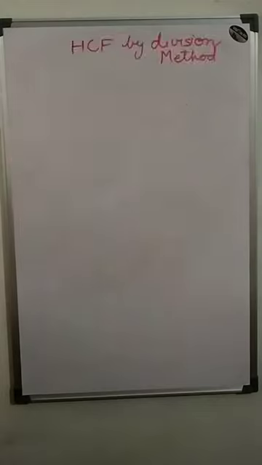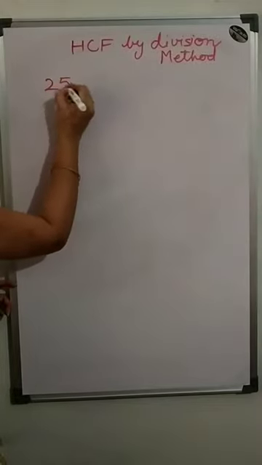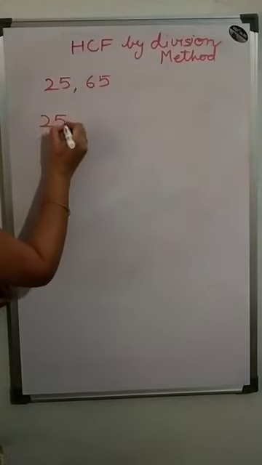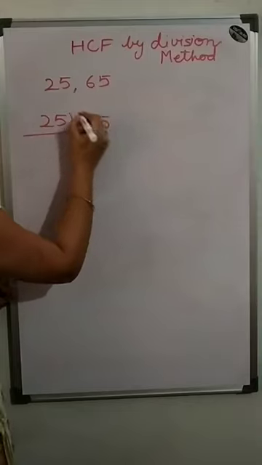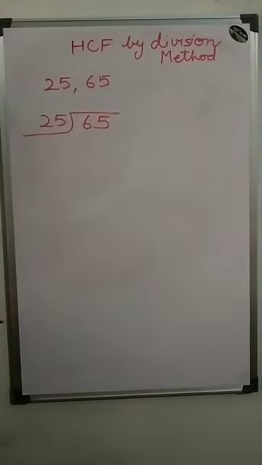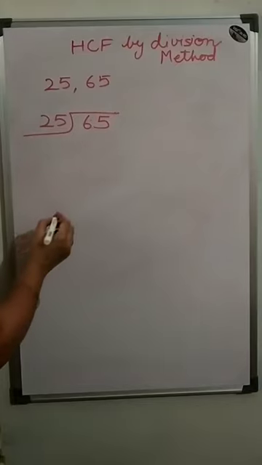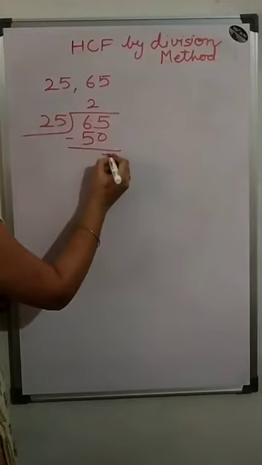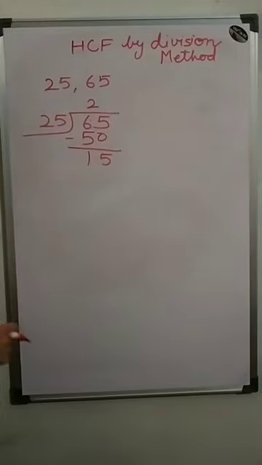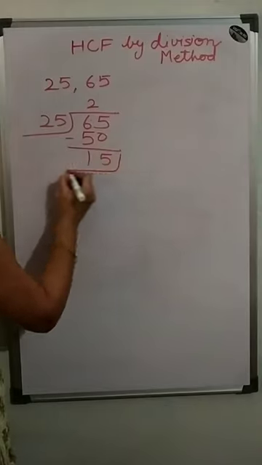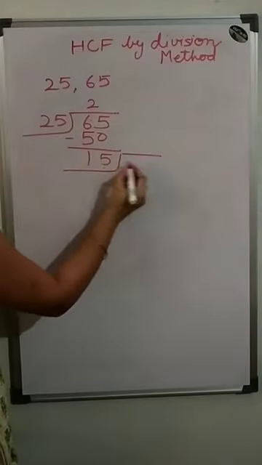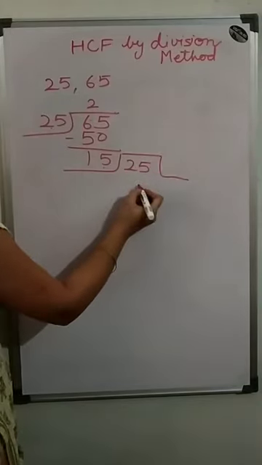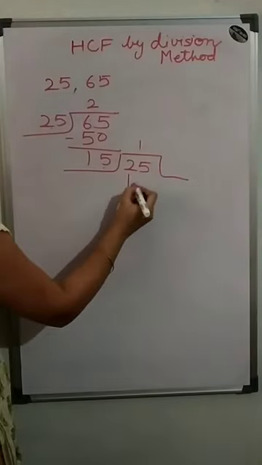Okay. Now the next numbers are 25 and 65. This we find out with the division method. So divide 65 by 25. 25 twos are 50, and the remainder is 15. So again, now what we do next, we divide 25 by 15.